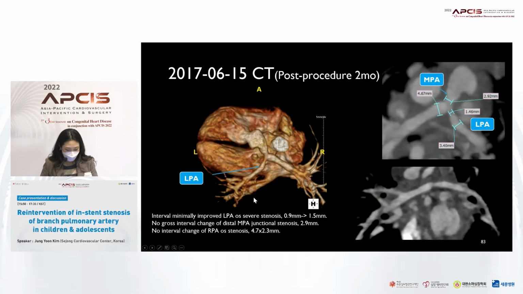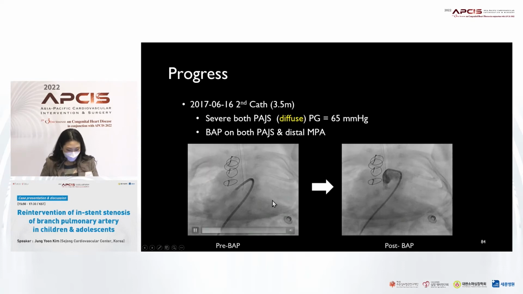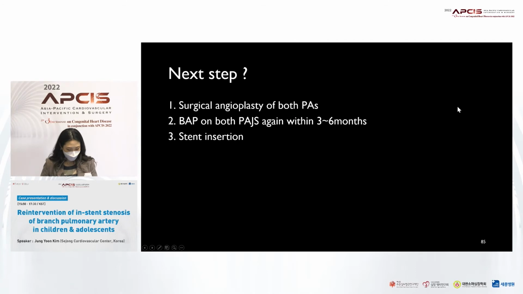Post-procedure 2 months follow-up CT scan shows minimally improved LPA, but still severe stenosis, and no interval change of distal MPA and junctional stenosis, and no interval change of RPA stenosis. So he underwent a second cath for BAP on both PAs. It shows still severe both PA junctional stenosis and diffuse both PAs hypoplasia. So what is your next step?